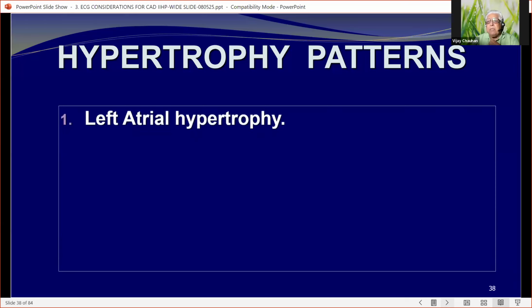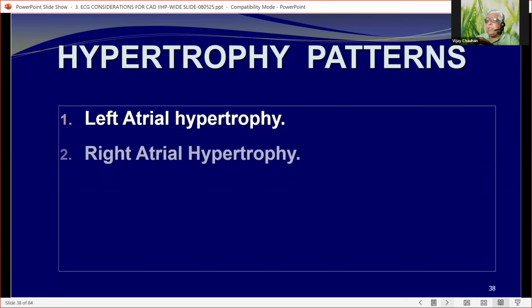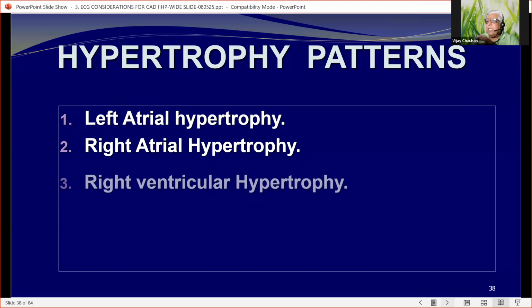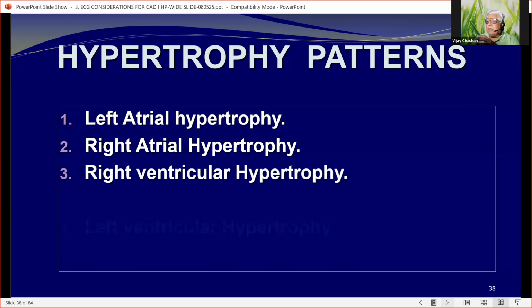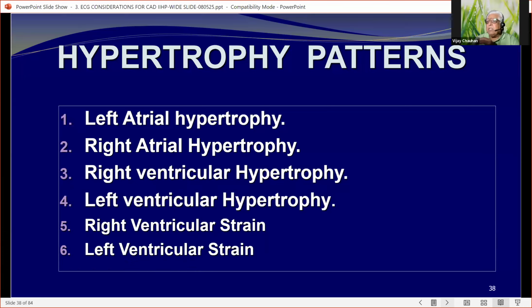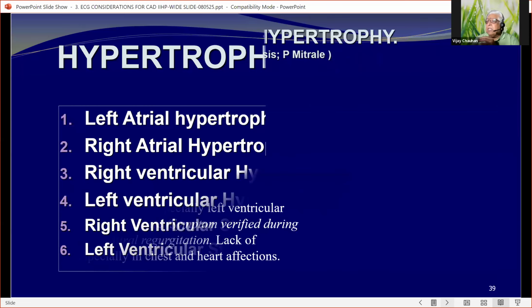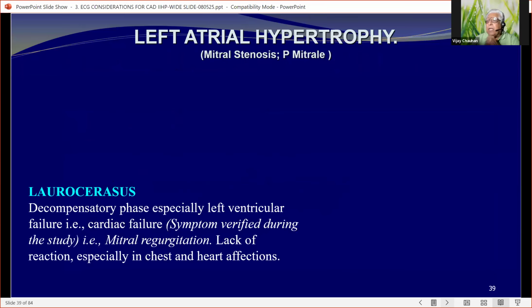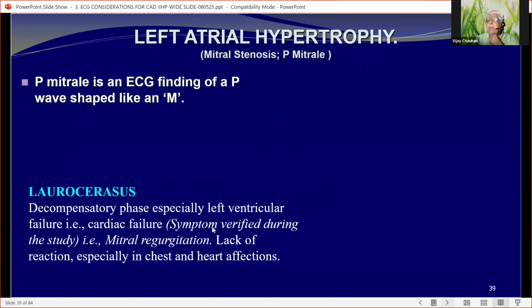अब हम कुछ वेव्स के माध्यम से समझने की कोशिश करेंगे कुछ पर्टिकुलर चैम्बर्स की प्रॉब्लम को. सो लेफ्ट एट्रियल हाइपरट्रॉफी, राइट एट्रियल हाइपरट्रॉफी, right ventricular hypertrophy, left ventricular hypertrophy, and right ventricular strain, left ventricular strain. ये क्या चीजें और कैसे हम देख पाते हैं? तो यहां पर हम देखेंगे लेफ्ट एट्रियल हाइपरट्रॉफी के बारे में.